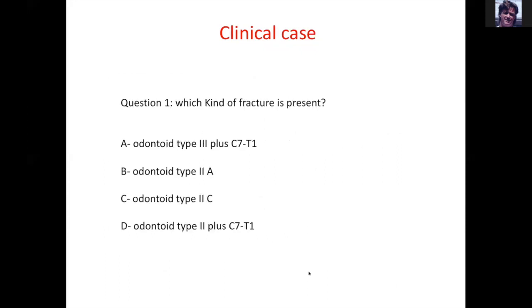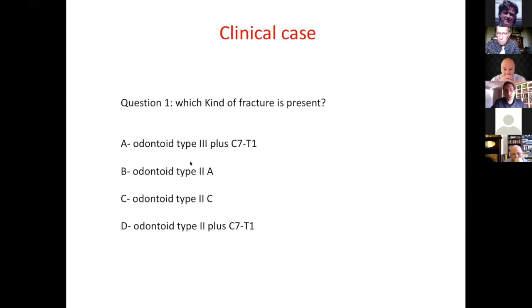So my first question to you in this case, I cannot launch the query. Can someone launch a query for me, maybe John, because I'm presenting. Which kind of fracture is present? Odontoid type 3 plus C7-1, odontoid type 2A, odontoid type 2C, odontoid type 2 plus C7-1. I've launched the polling for you, Oscar. Okay, thank you, Osam.